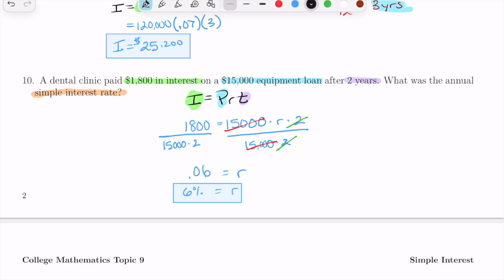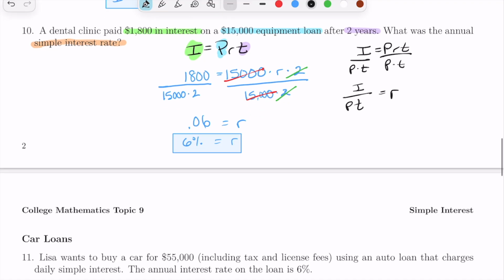If you wanted to, you absolutely could have done this like we did the other ones, which was to solve for the R first by dividing by P times T. Hopefully you can look at this and see how it really is the same thing to do it either way. We're just substituting in the correct numbers for these variables, but we're still taking the interest and dividing it by the principal times the time.